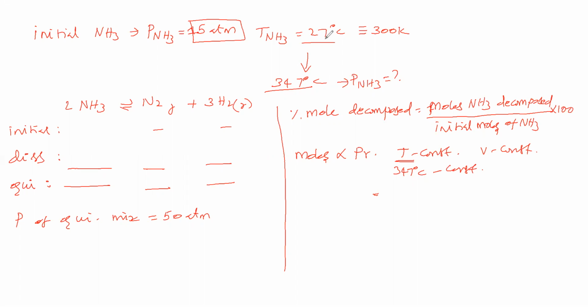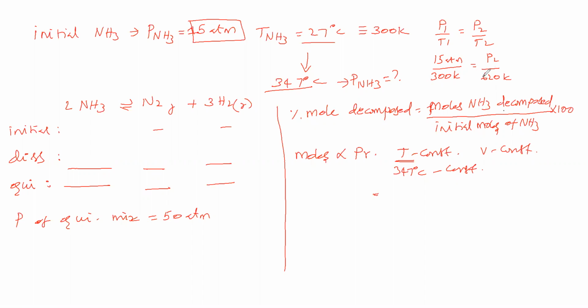Okay. Now here when temperature is 27 degrees Celsius, pressure of ammonia is 15 atmosphere. When temperature is 347 degrees Celsius, what is the pressure? Gay-Lussac law tells what? P1 by T1 is equal to P2 by T2. P1 is how much? 15 atmosphere. T1 is how much? 300 Kelvin. P2 we want. T2 is how much? Convert this 347 into Kelvin. Add 273, you will get Kelvin. So 620 Kelvin we are getting.